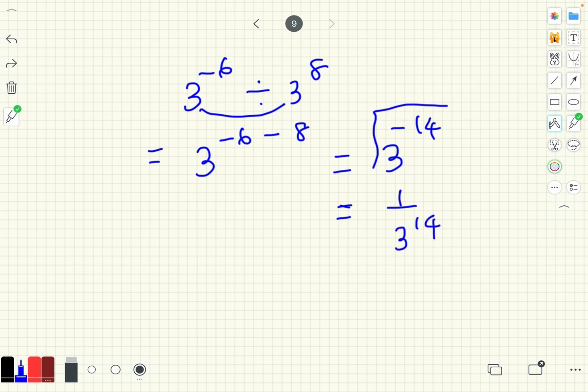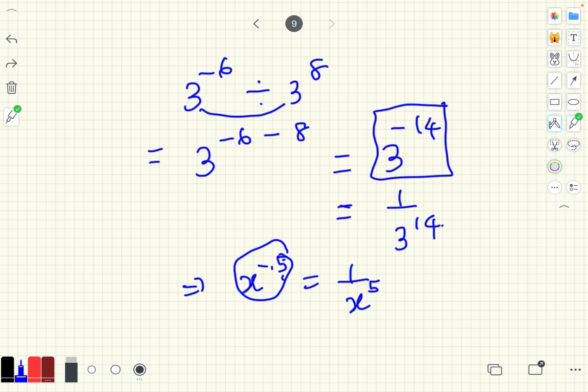When you write the reciprocal of this, the negative sign will become positive. Just see another example. If I say x to the power minus 5, it means, if you write the reciprocal, 1 over x to the power 5. So the numerator becomes the denominator, so the sign changes.